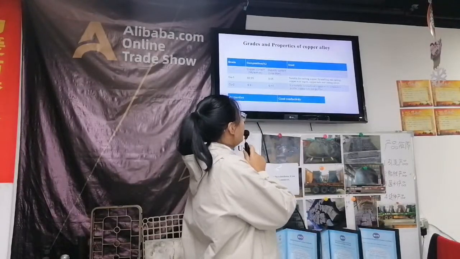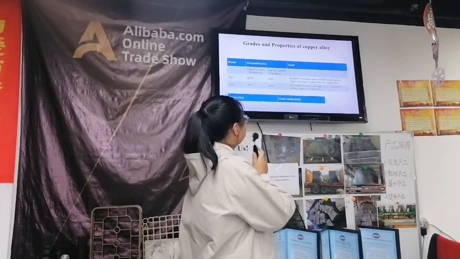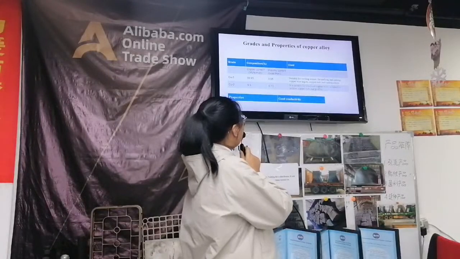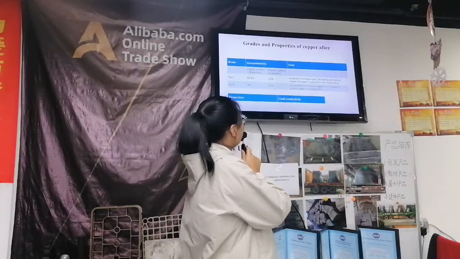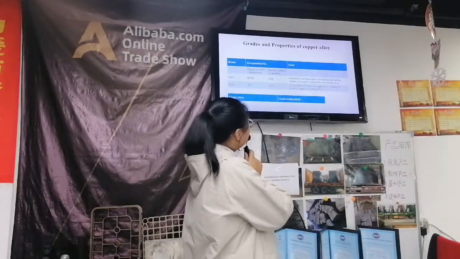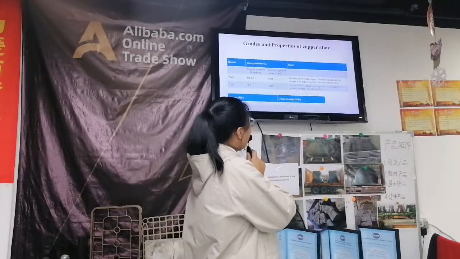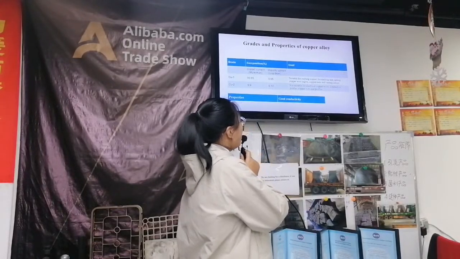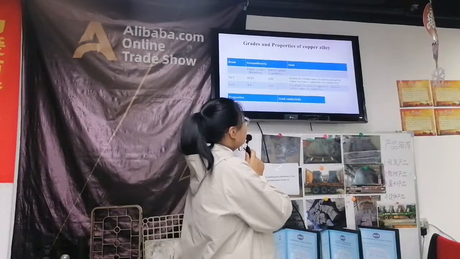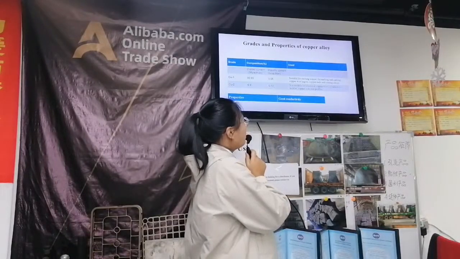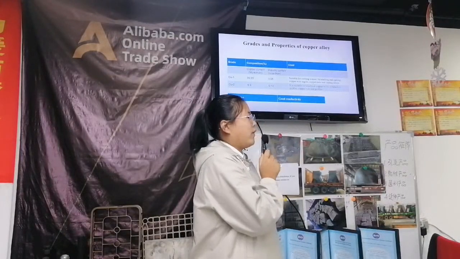Next, grades and properties for copper alloy. You can see the grade copper 1, the composition. The copper is more than 99.95%, and the impurity content less than 0.05%. For use, it is suitable for melting copper, and casting copper billets, copper rods, and casting alloys.